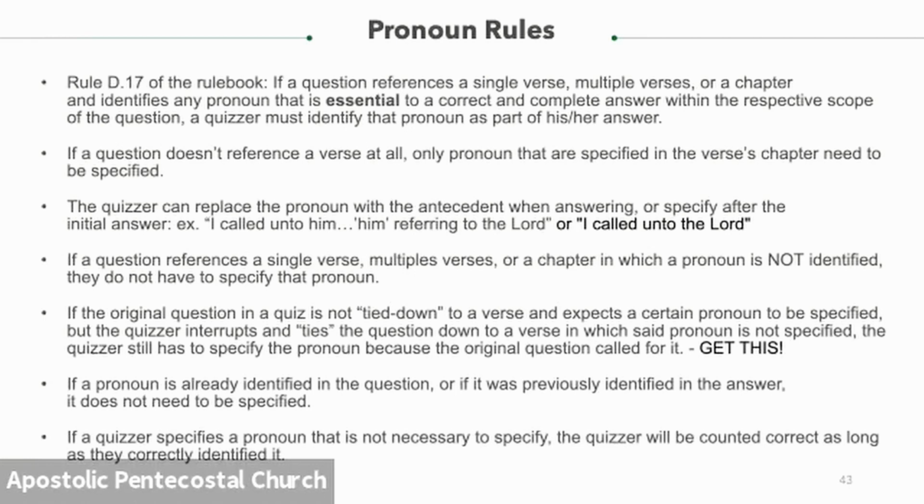And it's only if it's in your verses of study. In other words, we have portions of chapters this year specifically. And if that pronoun is identified in a portion of a chapter that's not included in the study, it's not considered to be in the chapter.